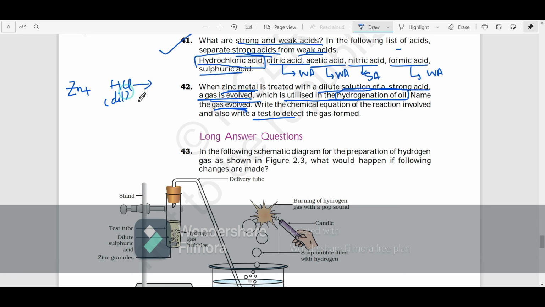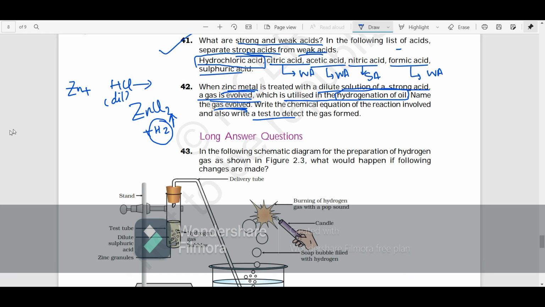it will produce what? Zinc chloride and hydrogen gas. Yes. And do you know that H2 is used in hydrogenation of oil? Yes, it is used in hydrogenation of oil. Okay, name the gas evolved: it's hydrogen. And write the chemical equation of the reaction involved: done. And also write a test to detect H2.